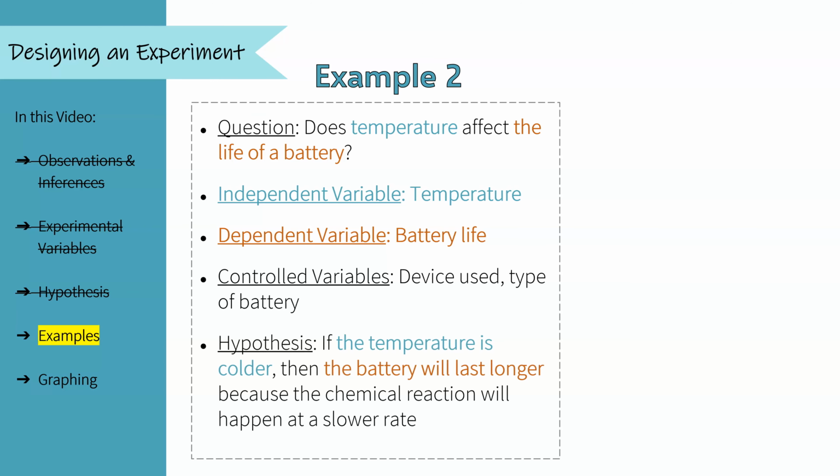Finally, I have my hypothesis. So I am hypothesizing that if the temperature is colder, that's something about my independent variable, then the battery will last longer, something about my dependent variable, because the chemical reaction will happen at a slower rate. That's something that I learned or have thought about from my research into this question.